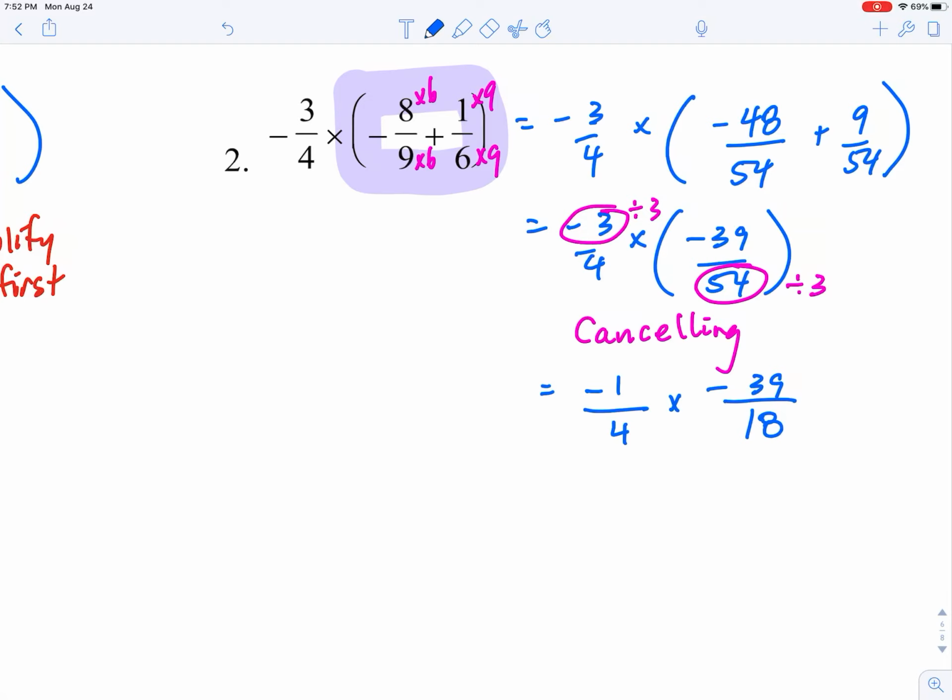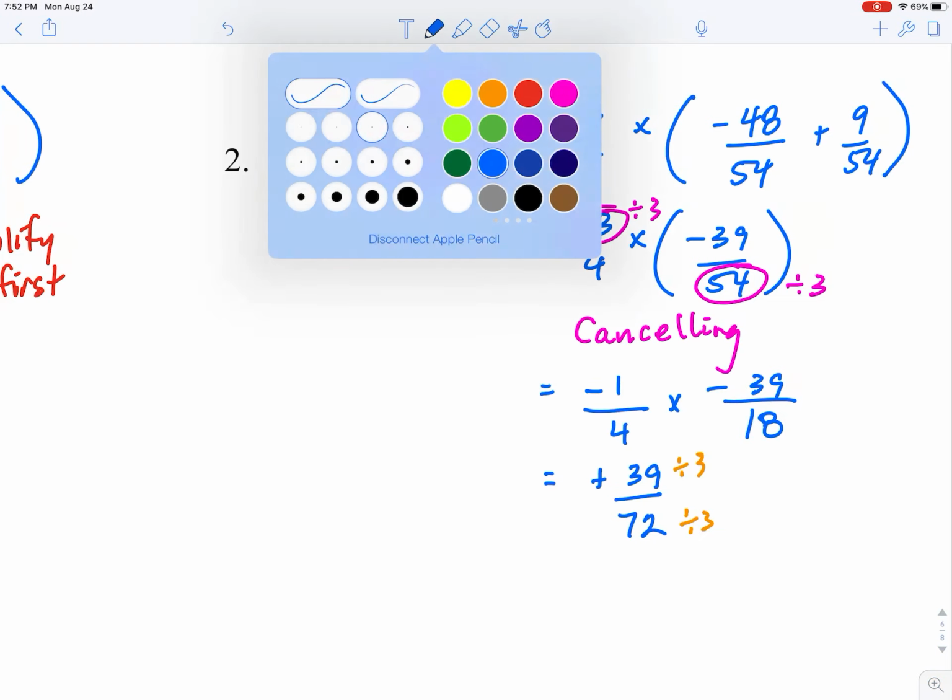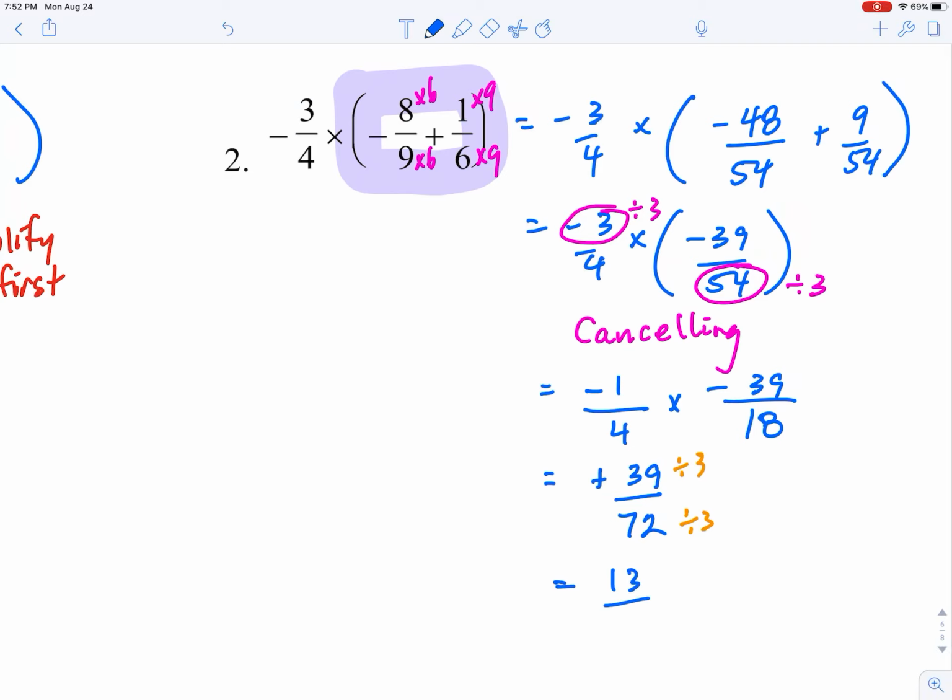So when we do this, I get positive 39 over 18 times 4 is 72. I think these are still both divisible by 3. So divide by 3, and I get 13 over 24, and then that's it. That is simplified.